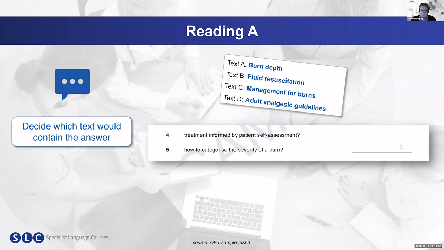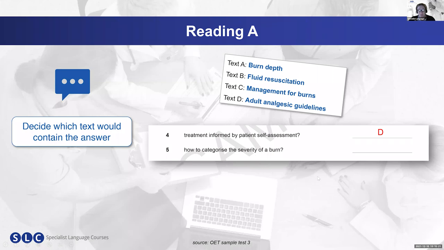Number 4 is not going to be A, but it could be for number 5, as some of you are suggesting. Yeah, the treatment informed by a patient self-assessment. Remember there was that bit on the analgesic guidelines, because it was the pain scale as informed by the patient. So we saw that heading, so we know it's number 4. So we give them analgesics based on if it's mild, moderate, or severe pain.